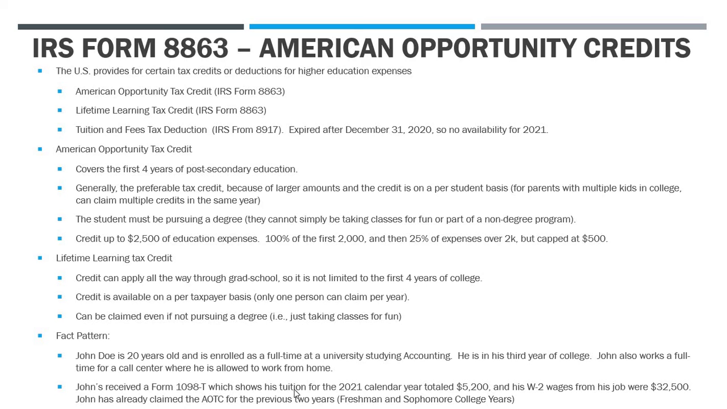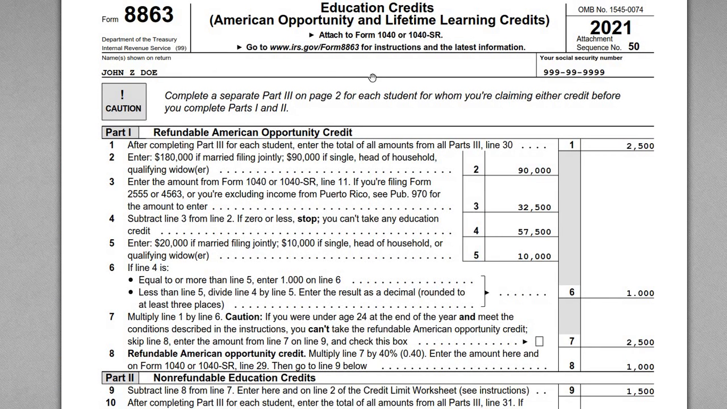Okay, so let's look at the form itself and walk through the example here. Again, we've got John. He works full-time, goes to school full-time. His expenses for the year were $5,200, and his wages from his job were $32,500. So now if we go look at the forms, we'll see how these elements are filled out and then how the ultimate credit is passed on to John's return. So we started the 8863 here.